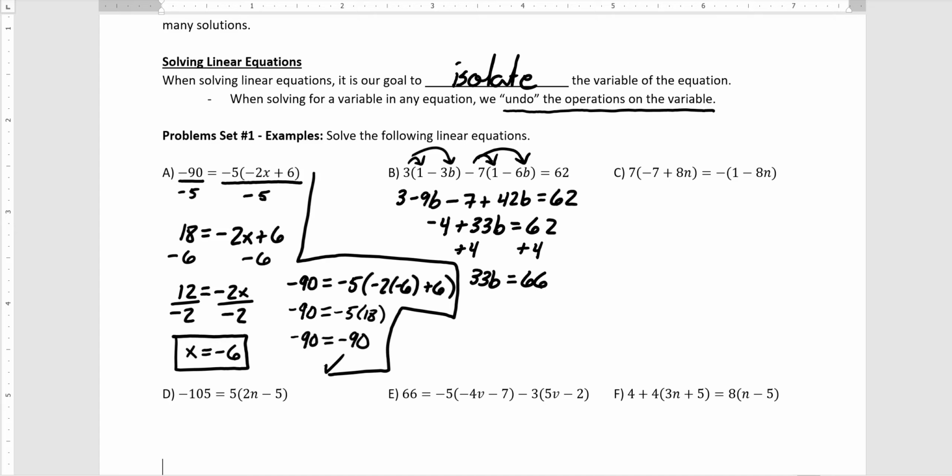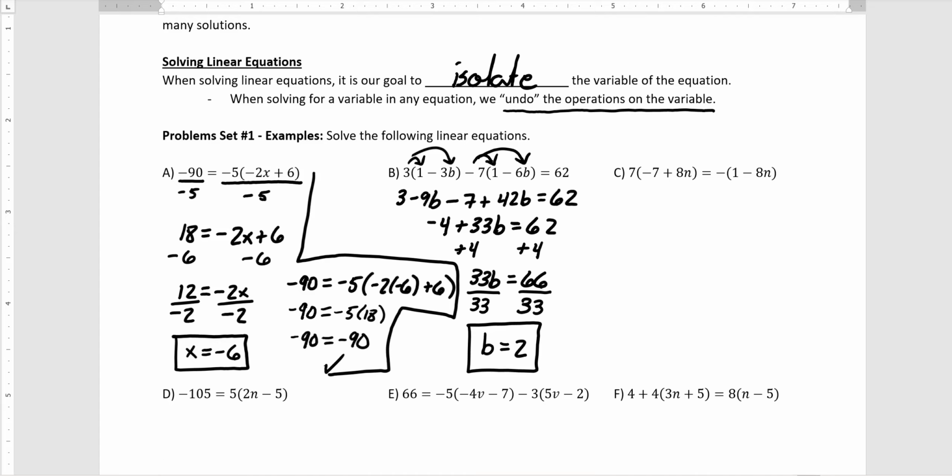This will work out nicely now, because right now it's 33 times b. I need to undo that multiplication, so I'll divide. 66 divided by 33 is 2. So that means that b must equal 2. And there's my solution.